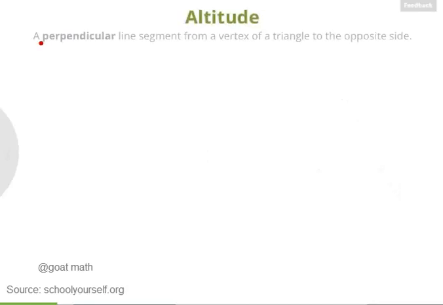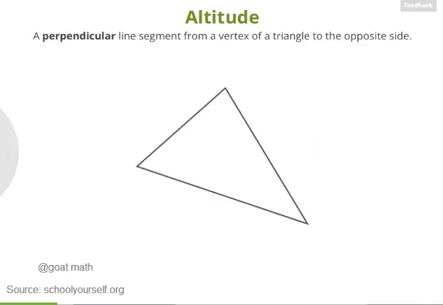Now an altitude is a perpendicular line segment between a triangle's vertex or corner and the opposite side. Let's see an example. Here's a triangle, and let's pick a vertex, like this one up here. Let's draw a line segment from this vertex to the opposite side, down here, and we've drawn the line so it's perpendicular to this side. This green line is an altitude for this triangle. It connects a vertex to the opposite side, and it's perpendicular to that side.